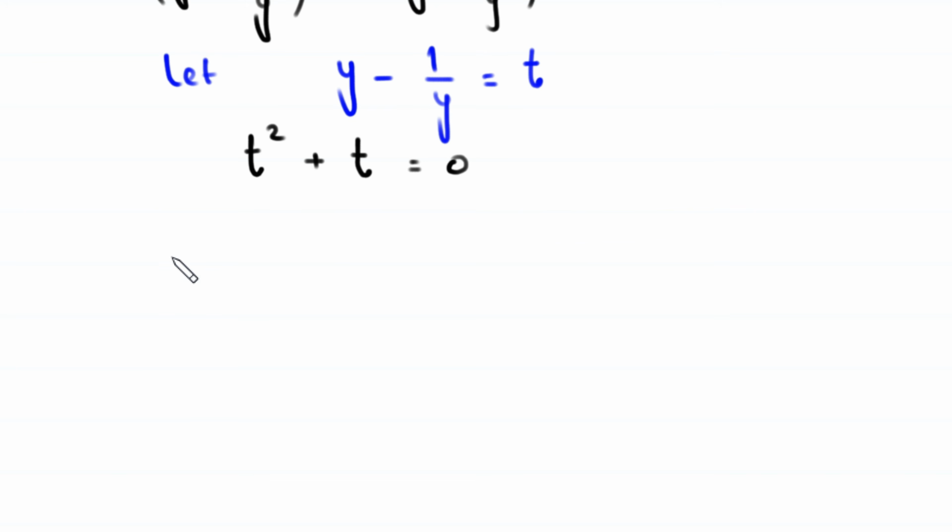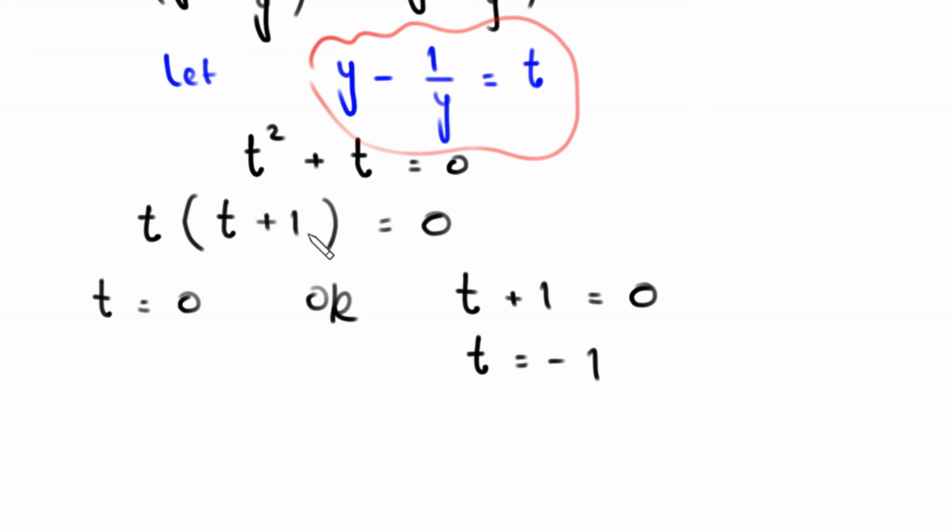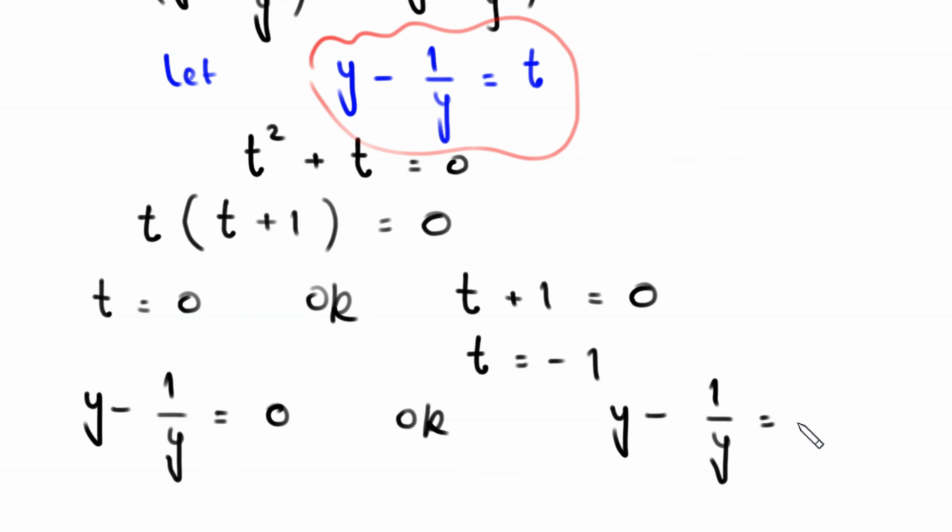Now from these two terms we can factor out t. In bracket left, t plus 1 equal to 0. Either t is equal to 0 or the second factor t plus 1 equal to 0. This implies that t is equal to negative 1. Since t is equal to y minus 1 over y, this will become y minus 1 over y equal to 0, and this will become y minus 1 over y equal to negative 1.